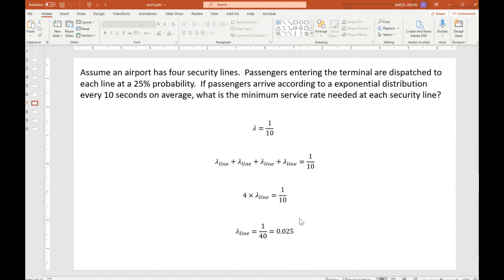Now, by the way, the reason it's kind of simplified here is because each line has an equal probability, 25% probability. So there's 4 lines, and each incoming passenger goes to one of the 4 lines with 25% probability. As a result, I didn't have to weight the lambdas there. Does it make sense?